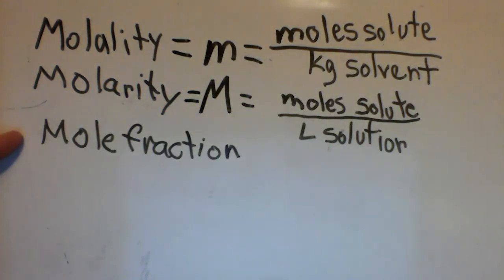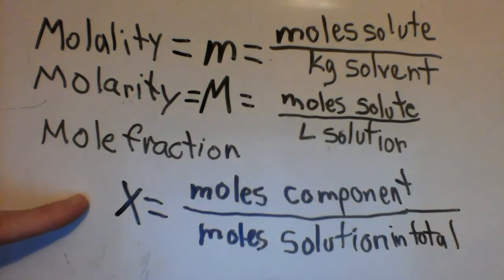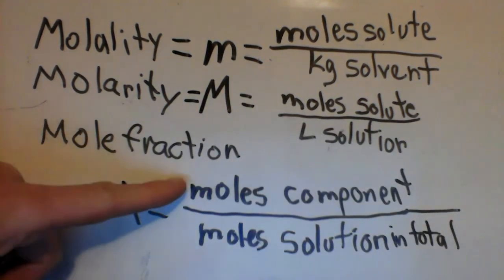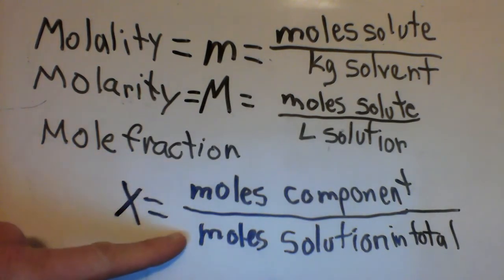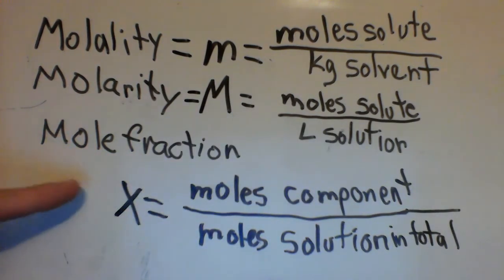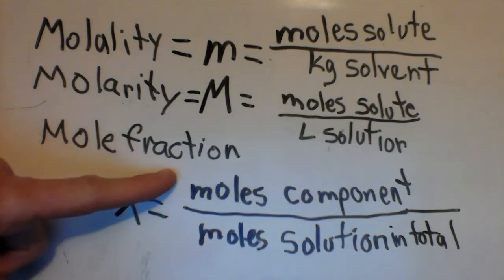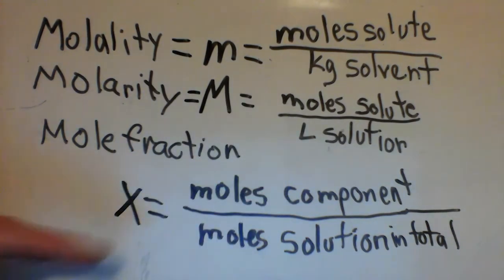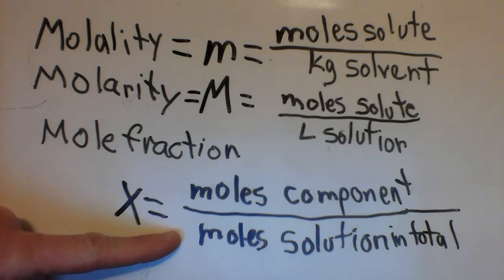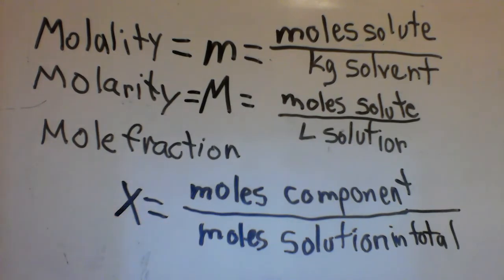A mole fraction is the easiest of the three to remember, except that its symbol is a little bit random. It makes sense for a mole fraction that moles would be on both the top and the bottom, since it's a fraction made of moles. A capital X is the symbol. I don't know why. The top has the moles of one component. The bottom contains the number of moles in total in the solution.